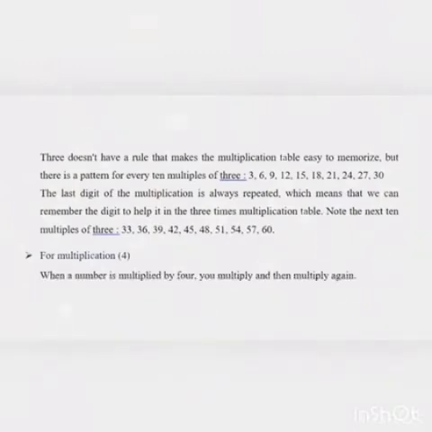For multiplication 4, when a number is multiplied by 4, you double and then double again. 4 times 5 becomes 4 plus 4 is 8, 8 plus 4 is 12, 12 plus 4 is 16, 16 plus 4 is 20.